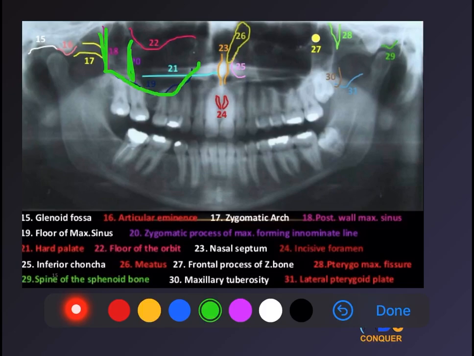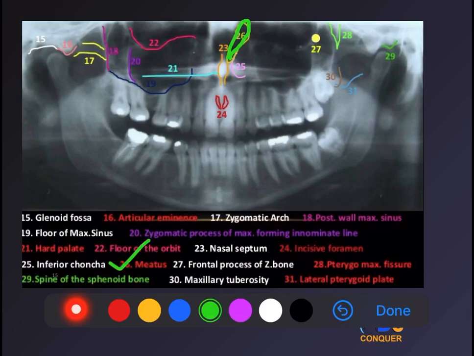And now 21, as we have discussed in the previous slide, is the hard palate. 22 is the floor of the orbit. 23 is the nasal septum, we have discussed that. 24 is the incisive foramen, which is present between the incisors. 25 is the inferior concha, even that is not clearly seen here. And now if you see, there is another one which is again an inverted pear shape, which is present within the nasal cavity, that is the meatus.